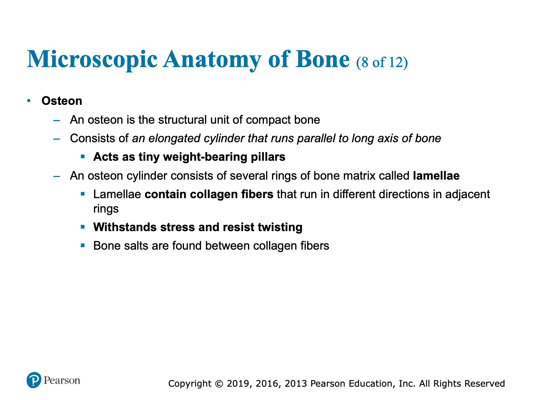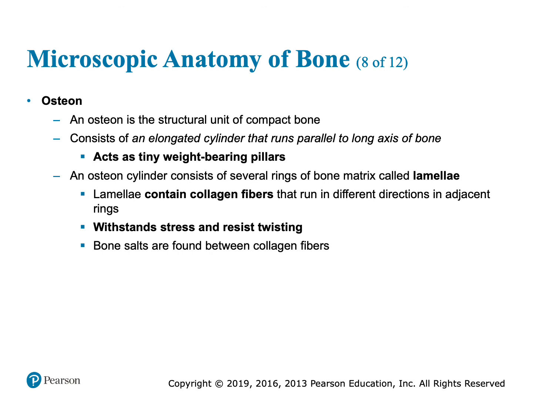So these osteons are the actual cylinders that you see. They run in length, and they're actually pillars. And then in each osteon is several rings, like a tree ring, called lamella. And the lamella actually is where we have these collagen fibers that are running. Each lamella has these collagen fibers running at a diagonal. The next lamella is going to run at an opposite diagonal. And so what this does is it helps that bone withstand any sort of twisting.